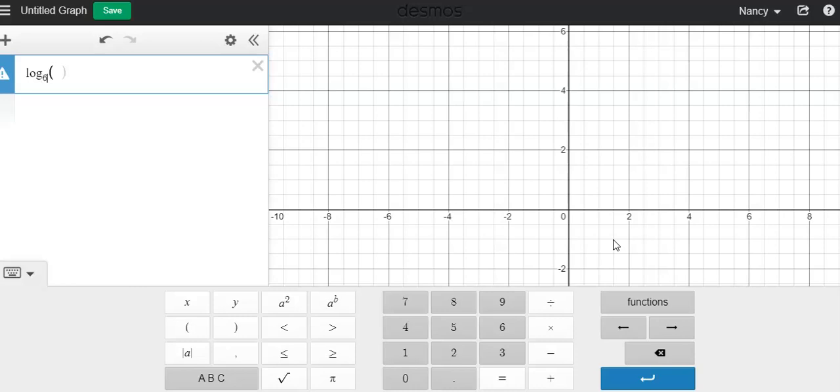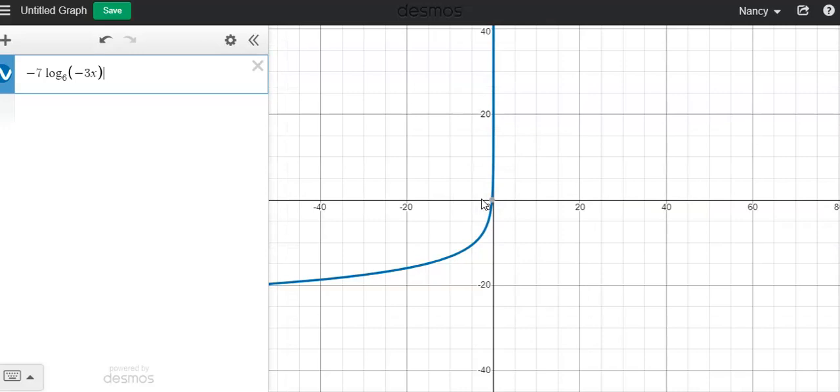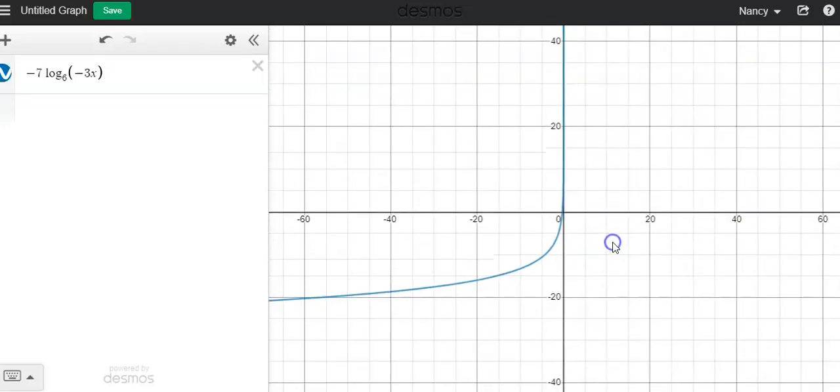And then I'll put my 6 subscript there. And then what goes in parentheses, I think I have a -7. So I'm going to put that there. And then the parentheses was -3x. So that was how I did that log function. I think that was it. -3, yep, that's it. Okay, and then I'm going to zoom out. So that's what that function looked like.